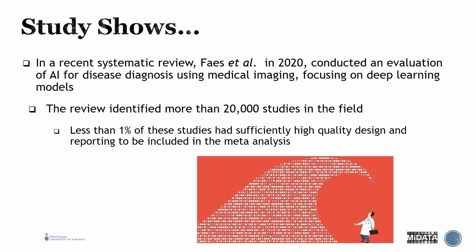Now, a recent systematic review meta-analysis from this year conducted an evaluation of AI for disease diagnosis using medical images, and they focused on deep learning models. And the review identified more than 20,000 studies in the field. And according to their strict, obviously, inclusion criteria, less than 1% of these studies had sufficient quality of design and reporting standards in order to be included in their meta-analysis. Now, of course, this is just one example. It doesn't mean that all of or most of the studies out there are flawed. No, it gives you some perspective in terms of the importance of correct reporting and quality of study design.